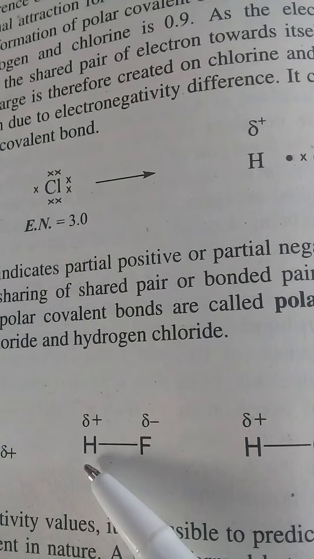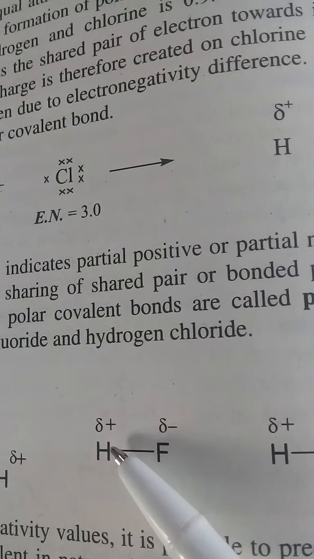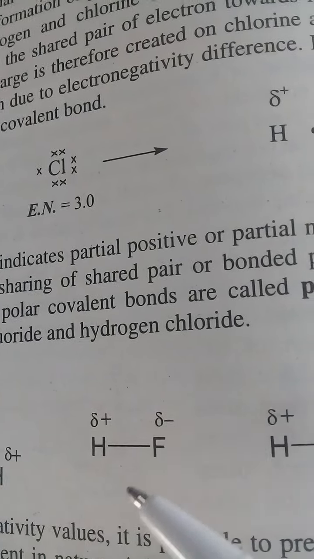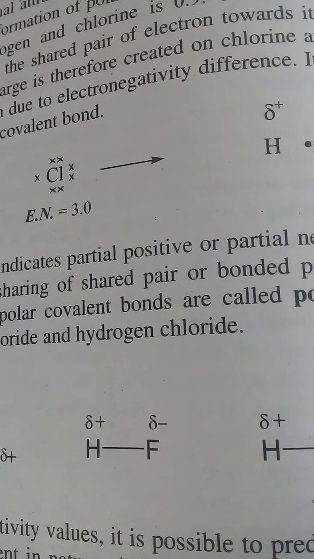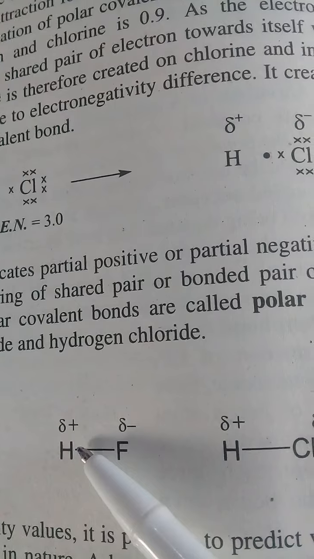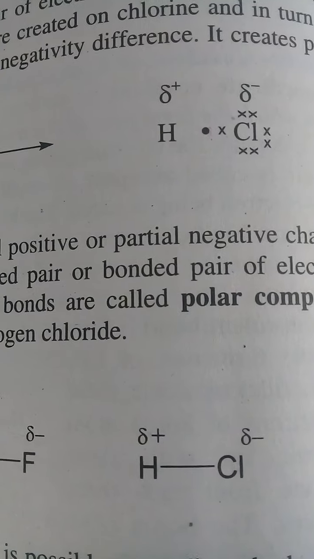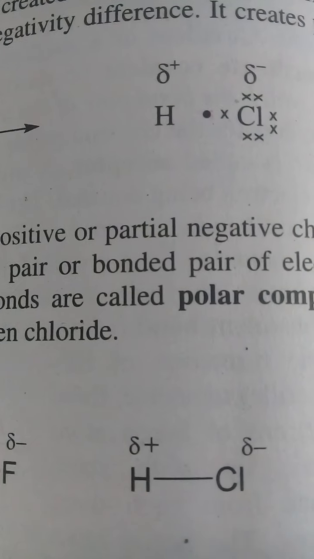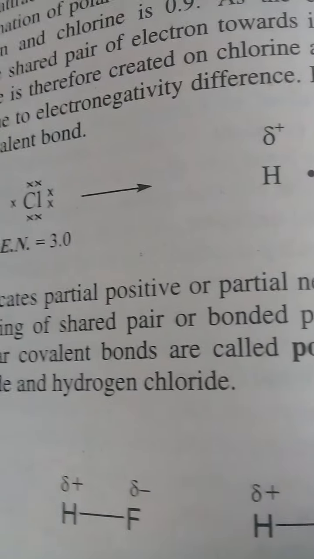And one other example is fluorine and hydrogen. There is a great electronegativity difference between these two atoms. Due to this, fluorine attracts the bond pair with more strength, and due to this a partial positive charge develops on the hydrogen atom. Another example that was explained earlier is HCl, formation of HCl molecule.